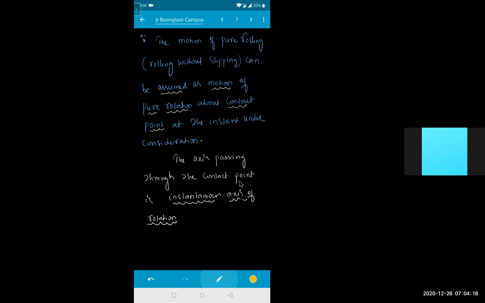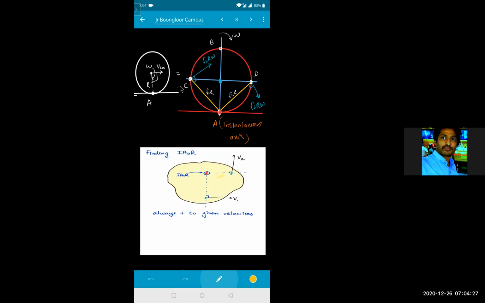The axis passing through the contact point is called the instantaneous axis of rotation. So let me show you right now. See, if this is the point of contact, this is point C, this is point D. For point C, we got the velocity root 2 r omega in this direction just now. For point D, it is in this direction.